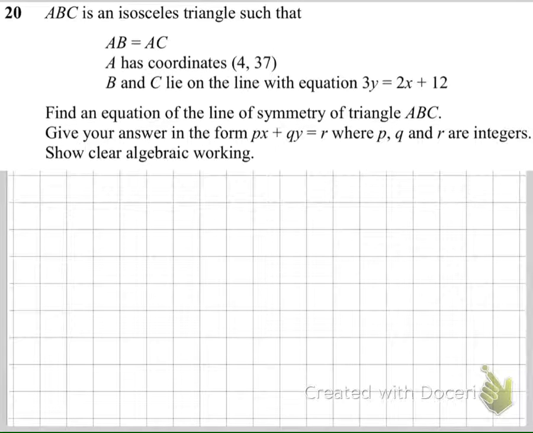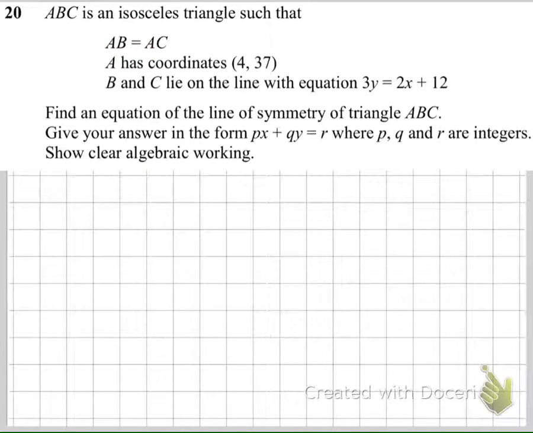Okay, this is quite a tricky coordinate geometry question right at the end of this paper. But if you take each piece of information in turn and draw it onto a diagram, it actually isn't that bad. So we're told it's an isosceles triangle, ABC, and AB equals AC.